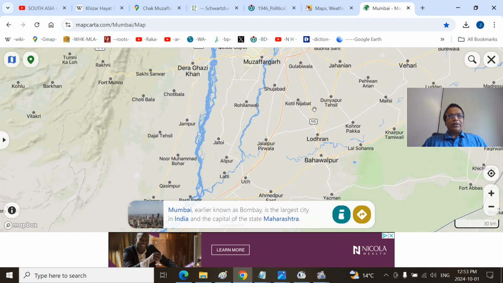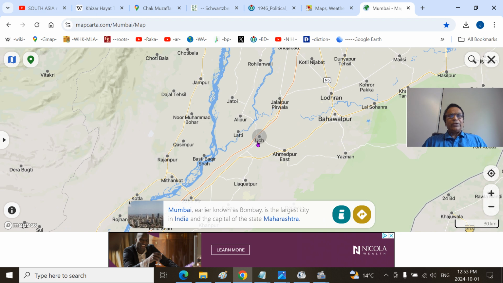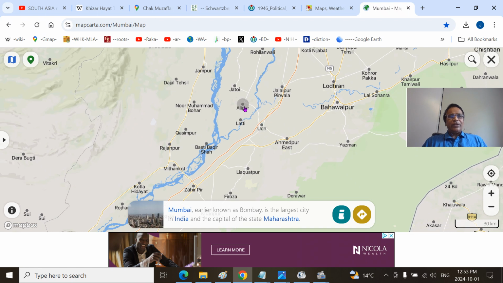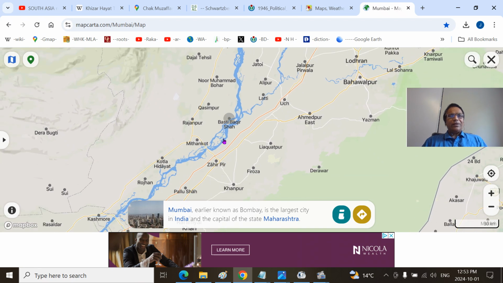You can hear Alipur and Uch Sharif, where both rivers, Sutlej here and Chenab here, join, and Mithankot is where the river joins. Sometimes you may not see the exact place.